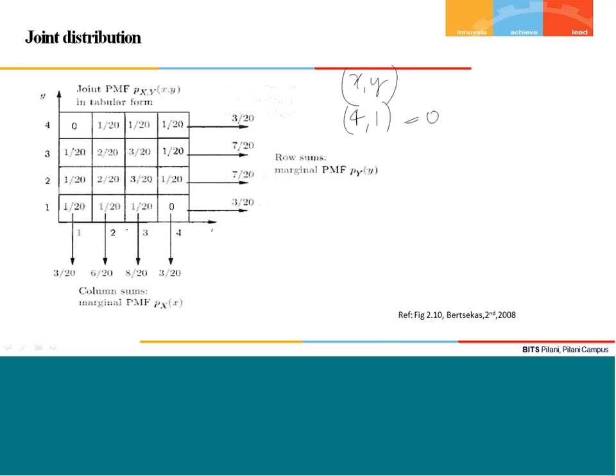I didn't check, but let me see whether this table fulfills this condition or not. 1 2 3 4 5 6 7 8 9 10. Yeah, I think so. So the sum of all these boxes is equal to 1. So this is a valid joint probability mass function. Why are there two notations? You can say this is a mass function, and there is a probability density function. Mass means when it is discrete, and density means when it is continuous.